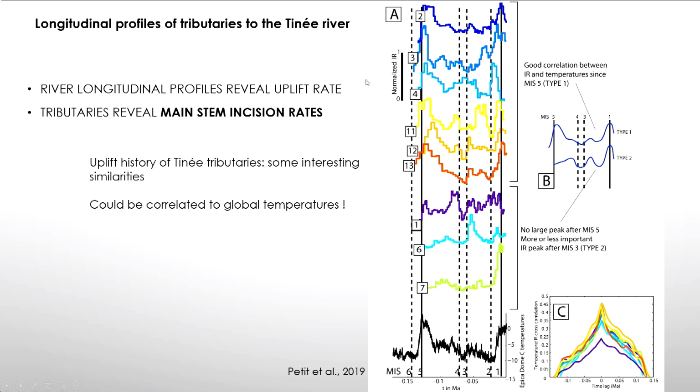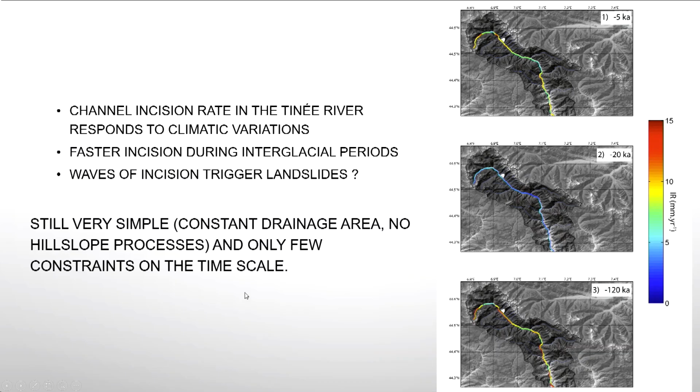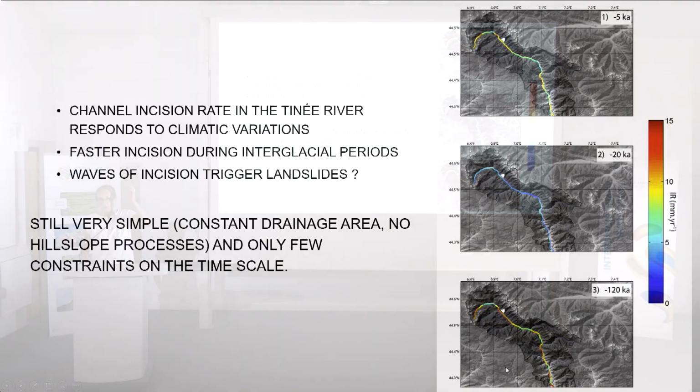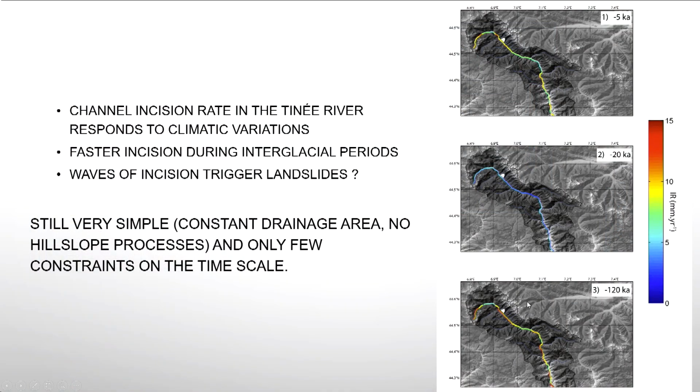So this is one of the conclusions. We evidenced what we think is a response of the main channel to climatic variations with faster incision during interglacial periods. And we could also image waves of fast incision traveling into the river channel. You have three snapshots here in the Tinée River. And these waves can also be correlated with the onset of some landslides, like the Lac La Plera landslide, a very famous landslide, which is occurring here.